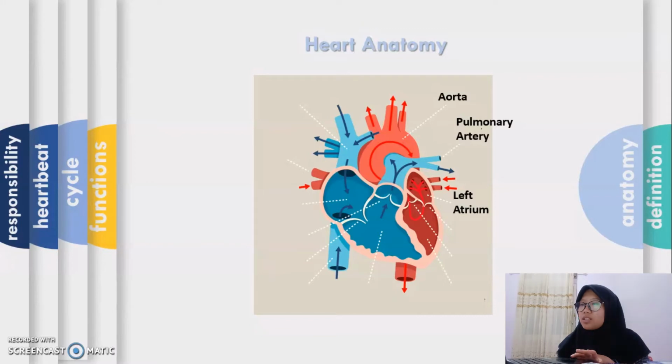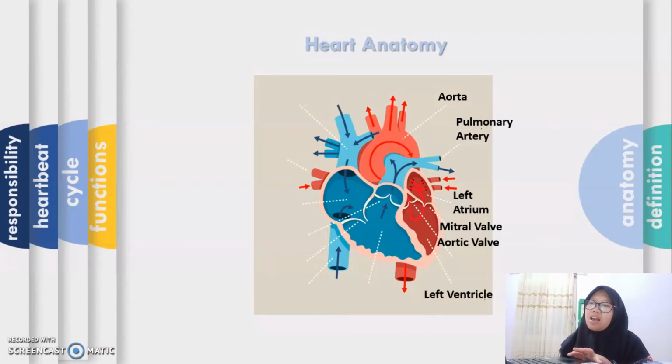And then the mitral valve. The mitral valve is a valve in the heart that is situated between the left atrium and the left ventricle. Next is the aortic valve. The aortic valve is one of the 4 valves in the heart where the aorta, the largest of all arteries, begins.